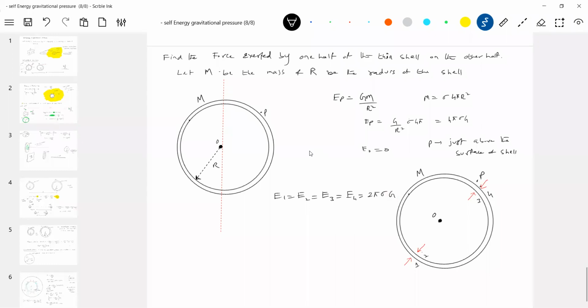So this will be the field, no? How is the field at point O zero? Because of 2 and 3 it is 0. The field at point P will be the superposition of E2 and E4.